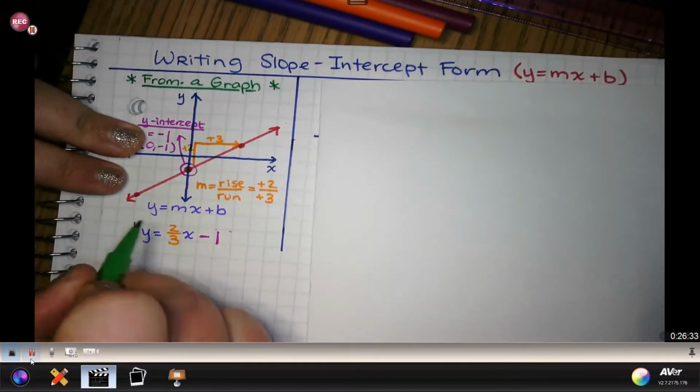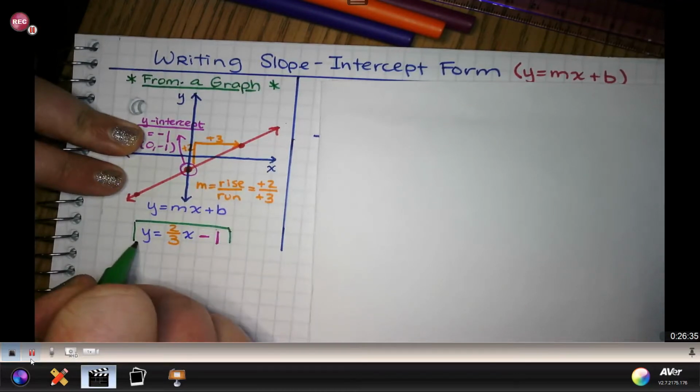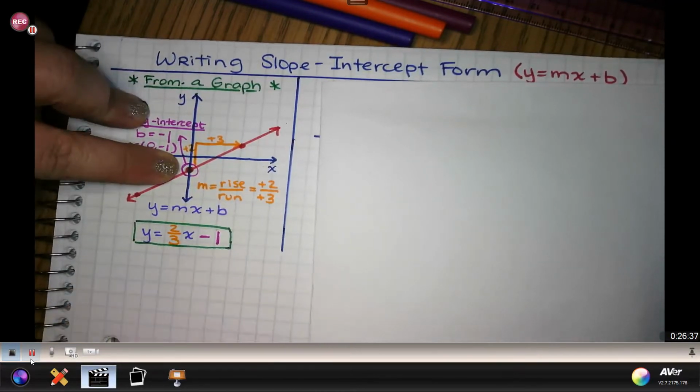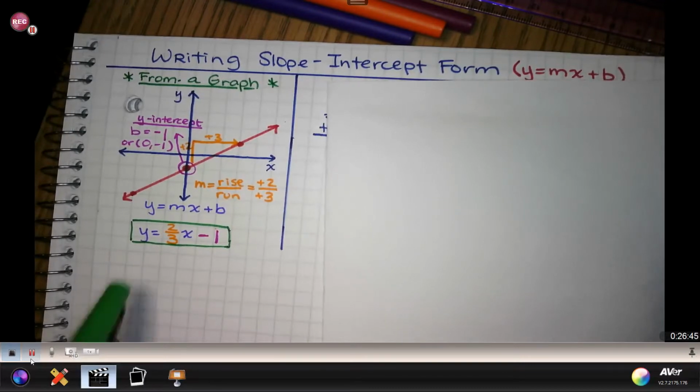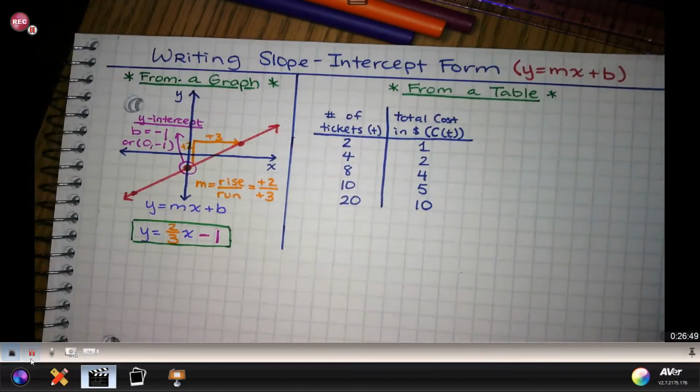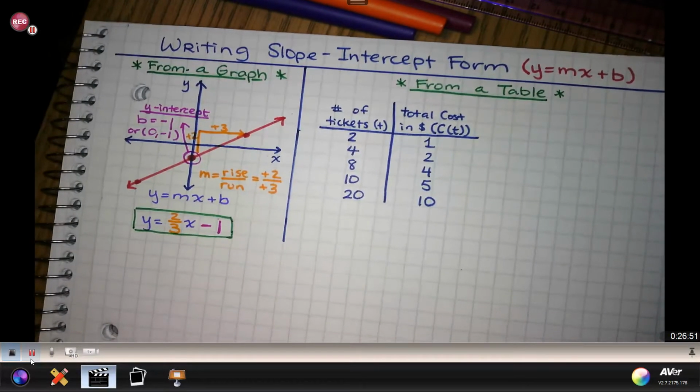That's it. So I think that if you have a graph with whole number points for the y-intercept and stuff, that is like the easiest way to do it, and you're done. Easy peasy lemon squeezy. Okay? It's the reverse of what we did before. Then we have from a table. So from a table, we're going to have actually a couple options, which will be nice. But the first thing I want to do is find the slope.